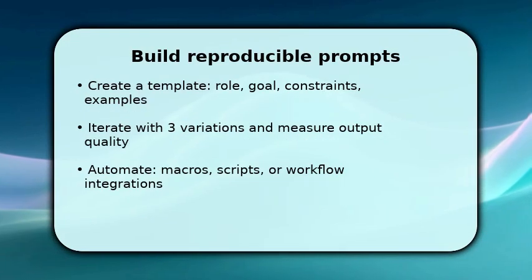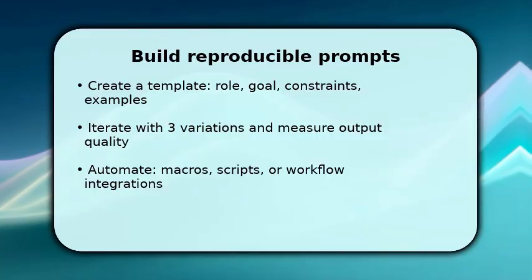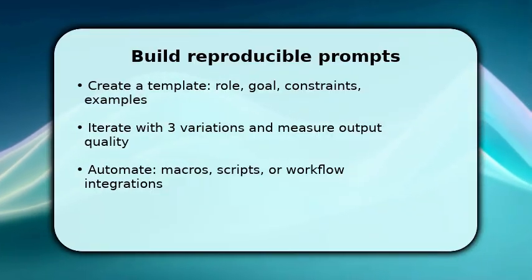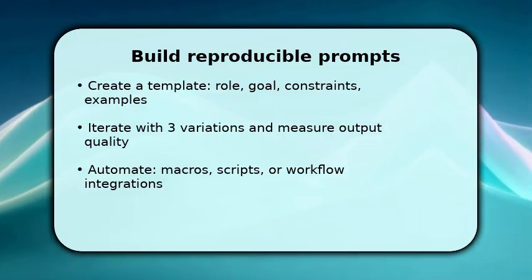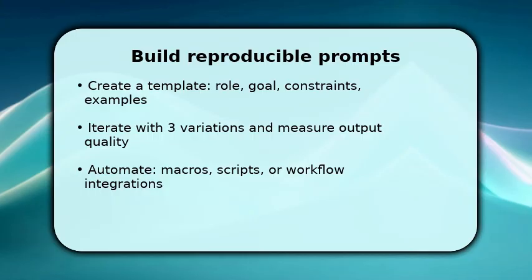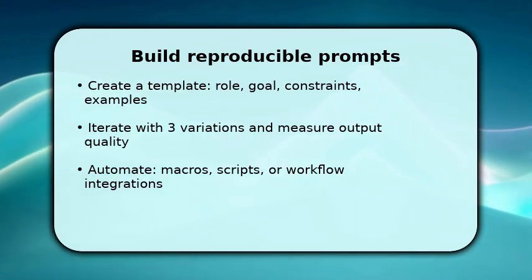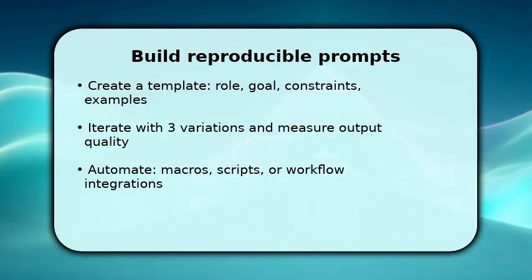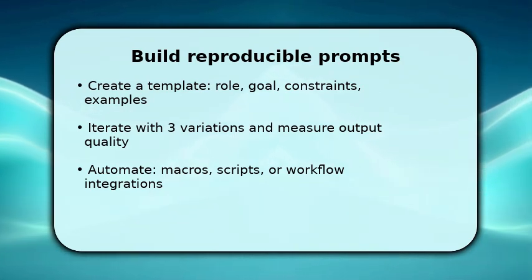You now construct reproducible prompts that scale. Design a template containing role instructions, the specific goal, constraints like length or tone, and 2 or 3 examples. Then iterate. Test 3 prompt variants and record which outputs solve the task fastest. Once you see a winning pattern, automate the step using a macro, a small script, or a workflow integration so the model runs without manual copying. This builds reliable repeatability and reduces decision friction across future tasks.